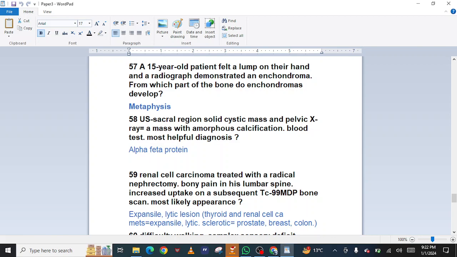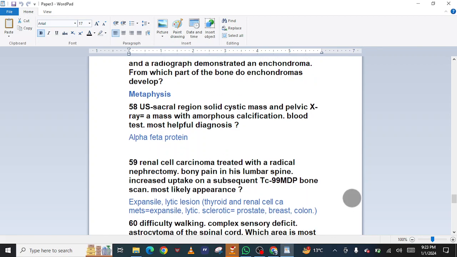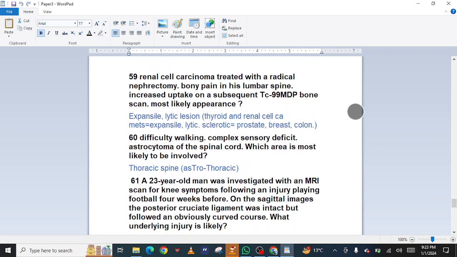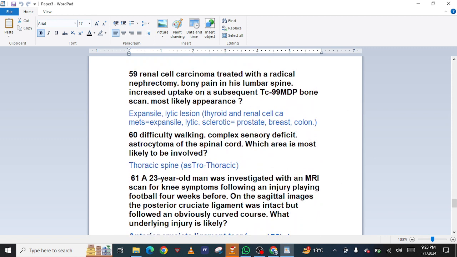58. Ultrasound of the sacral region shows a solid cystic mass, and pelvic X-ray shows a mass with amorphous calcification. Blood test most helpful for diagnosis: alpha-fetoprotein. 59. Renal cell carcinoma treated with a radical nephrectomy, bony pain in his lumbar spine, increased uptake on a subsequent Tc99m MDP bone scan. Most likely appearance: expansile, lytic lesion. 60. Difficulty walking, complex sensory deficit, astrocytoma of the spinal cord. Which area is most likely to be involved?